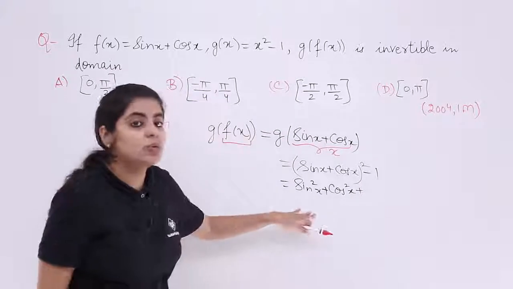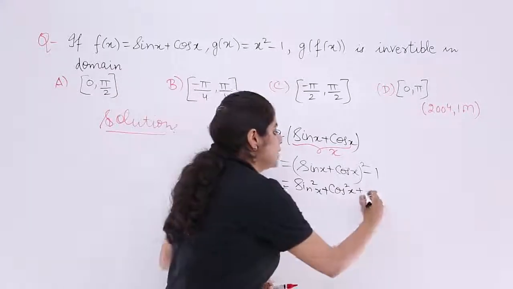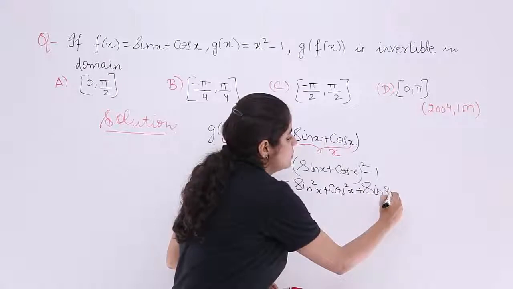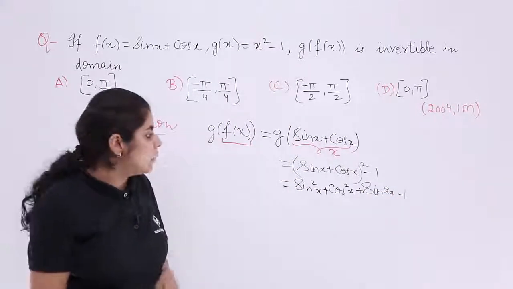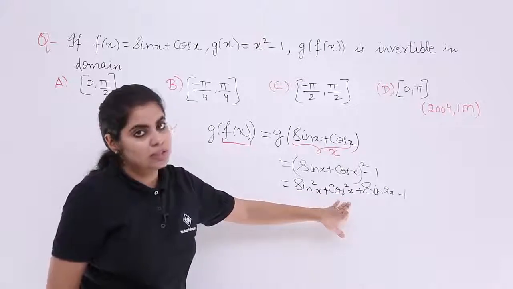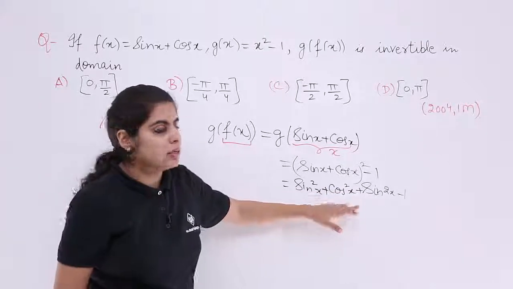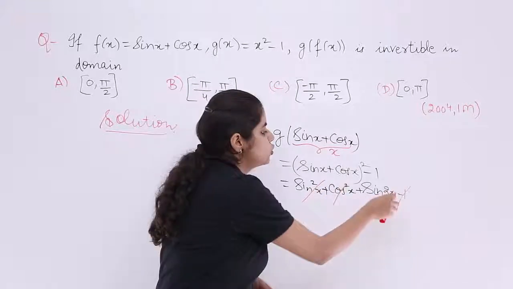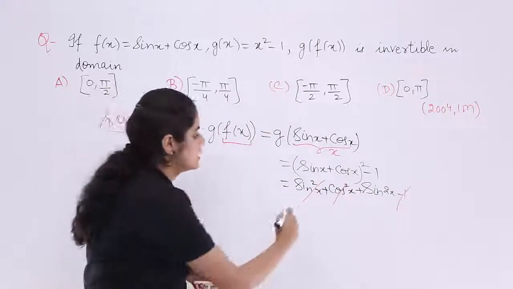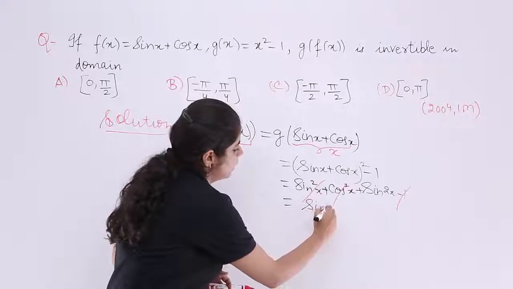Now, what is 2 sin x cos x? It is basically sin 2x. These formulas we have studied in our junior classes, class 11 specifically. Now, sin square theta plus cos square theta is 1. That 1 cancels with minus 1 here. I am doing it in one step altogether. So what is left is sin 2x.